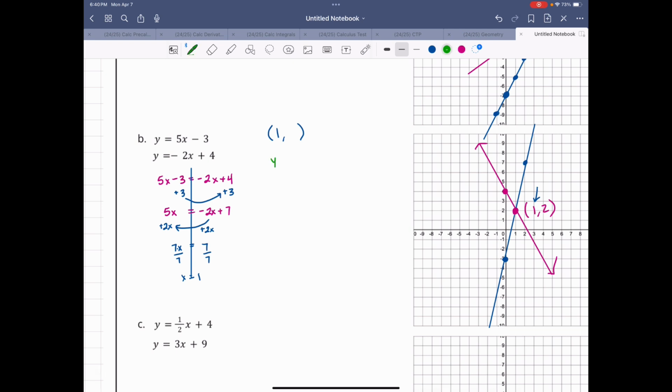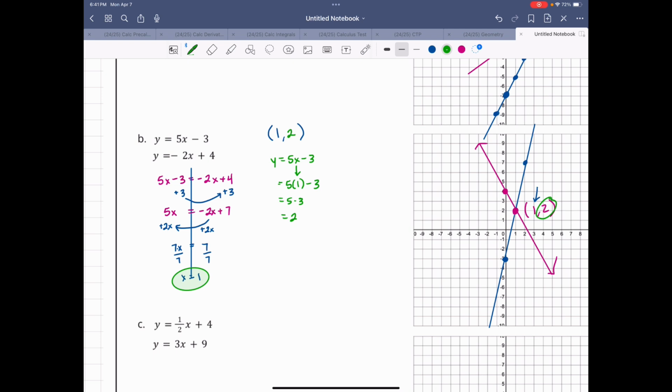So if I go ahead and I take my 5x minus 3, what you're going to do is instead of writing x, you're going to go ahead and substitute that 1 in, the one that we got here. So whatever number is here, you substitute it in for the variable that you're given. And then 5 times 1 is going to be 5. 5 minus 3 is going to be equal to 2. Again, we got 2 when we graphed, so it totally makes sense.